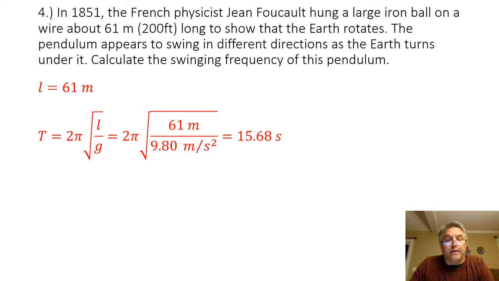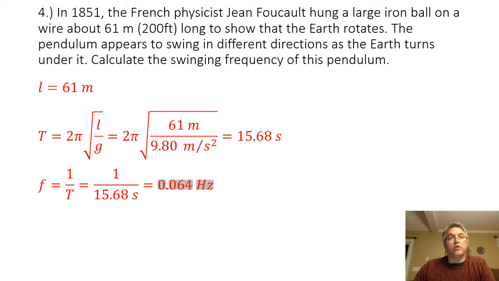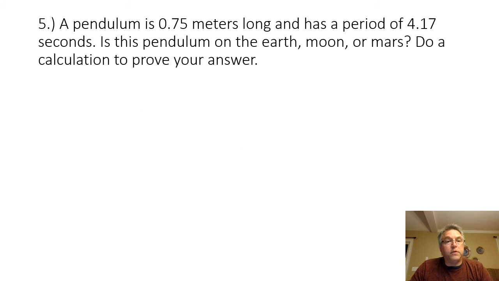15.68 seconds. Now to find the frequency of the pendulum, I simply take the reciprocal of the period, and the reciprocal of 15.68 seconds will give me 0.064 hertz. Problem number 5.